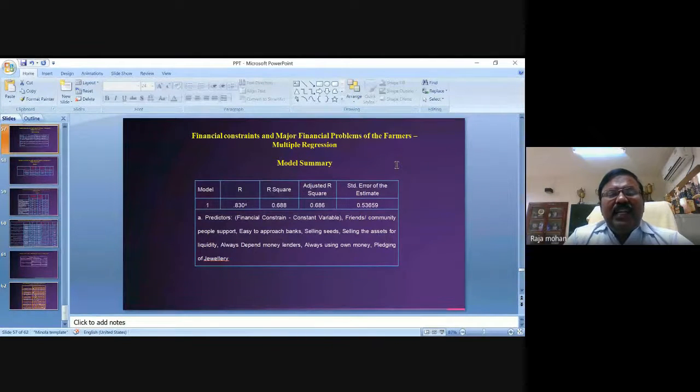And now you can see it is multiple regression. As usual, we have it, but remember, I have used all these. Finally, we know whether it is significant or not by using the p-value. But before that, we should know the R and R square values.